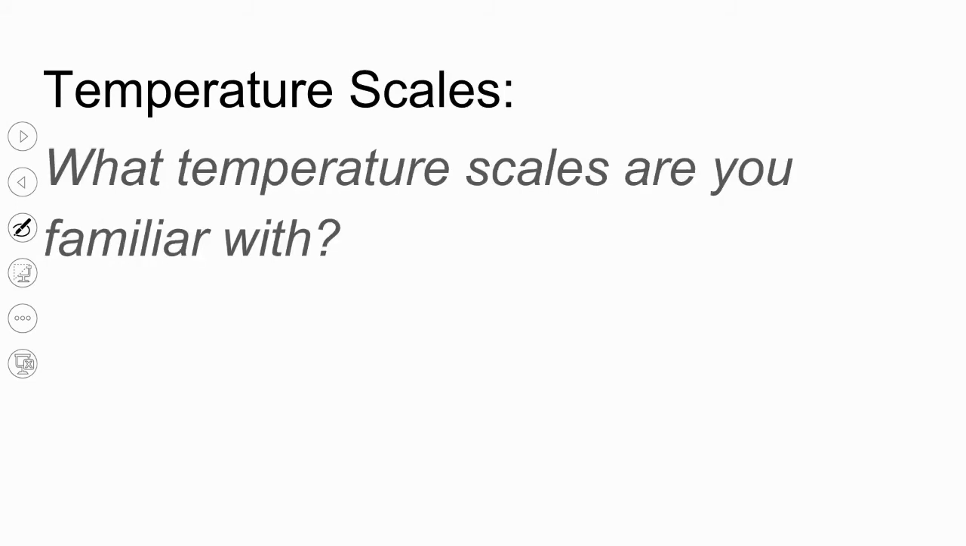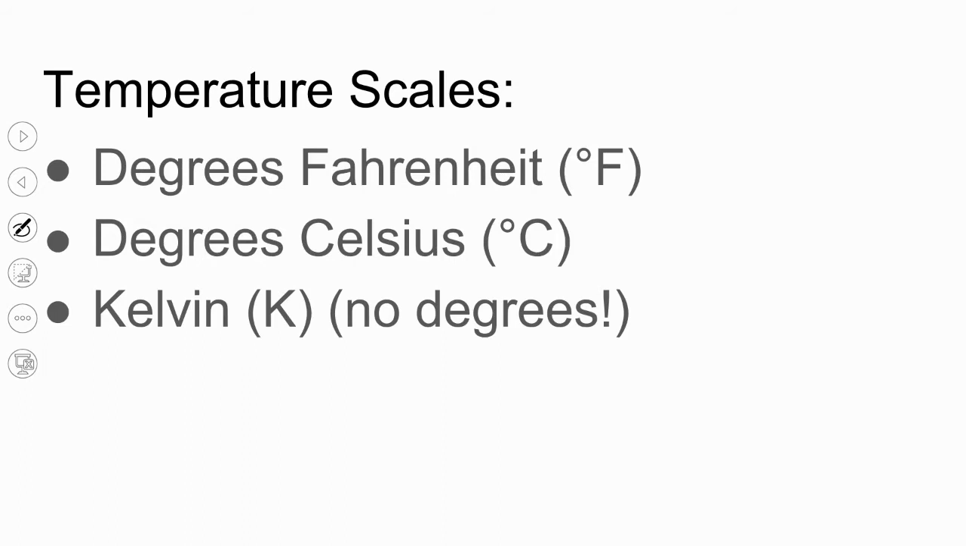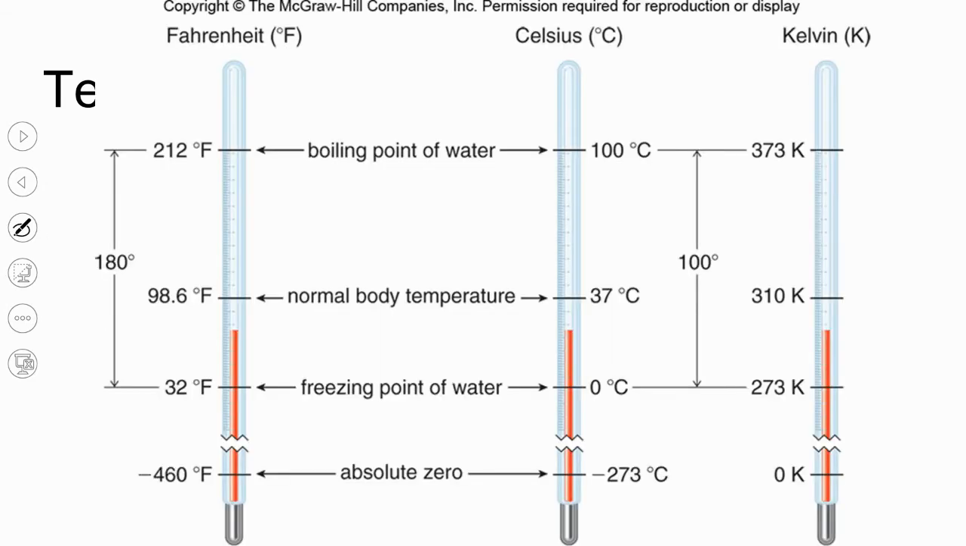Okay, so we talked about Celsius and Kelvin. Do you guys know any others? Fahrenheit, good. Okay. So these are the most common ones. There's also one called Rankine, which is like the absolute scale for Fahrenheit. But we are going to stick with Celsius and Kelvin.